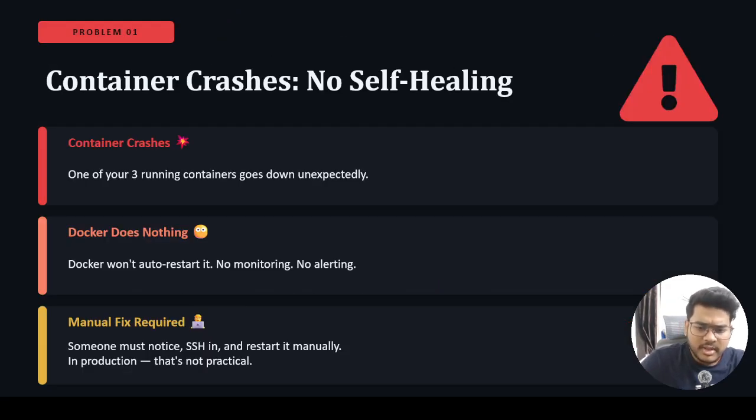Moving forward, the very first problem we'll discuss is container crashes, no self-healing. If one of your three running containers goes down unexpectedly, what does Docker do? Nothing, right? Docker won't auto restart it, and there is no monitoring, no alerting. So obviously manual fixes are required.